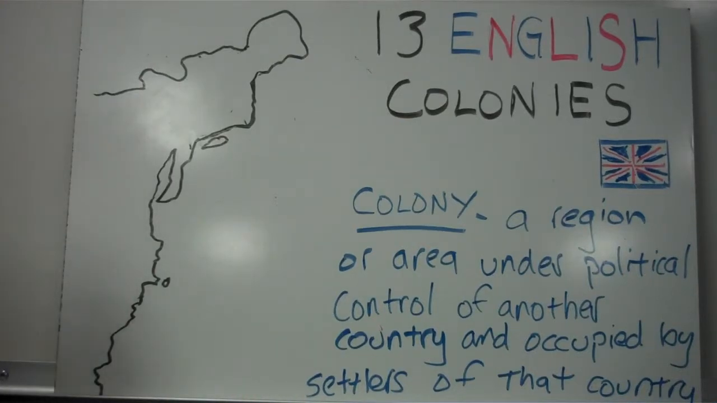All right, today we're going to talk about the 13 English colonies. Now, before we start talking about the colonies, let's get a definition. A colony is a region or area under political control of another country and occupied by settlers of that country. Now, don't forget, we talked about reasons for colonization before and why countries began to colonize.